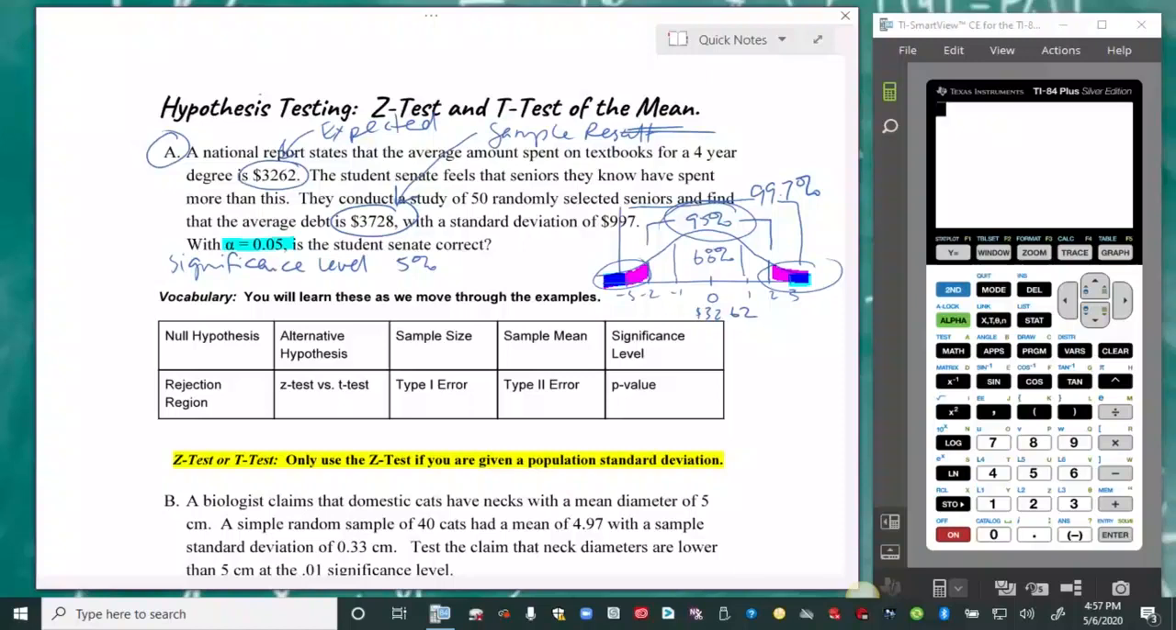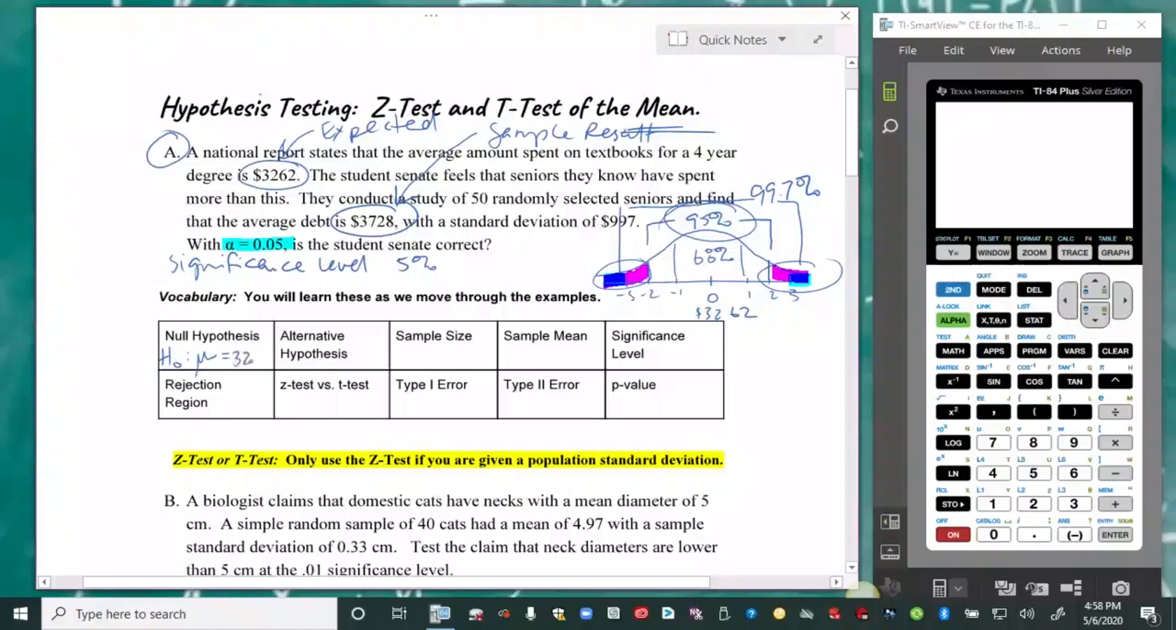So there's a lot of vocabulary here. We talked a little bit about the expected value. The expected value is our null hypothesis, and we label that with an H sub 0. When we put a null hypothesis together, we do that with mu. We do that with one of our parameters or Greek letters to denote that this is our expected value, not our sample value. So this is going to be our 3262.